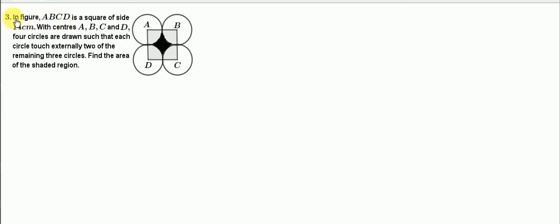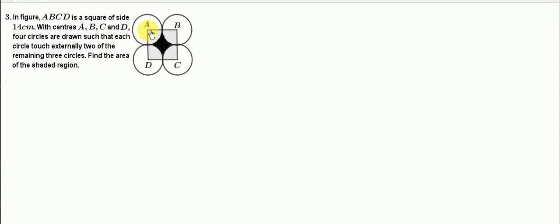Problem 3. In the figure, ABCD is a square of side 14 cm. With centers A, B, C and D, 4 circles are drawn such that each circle touches externally two of the remaining 3 circles. Find the area of the shaded region.